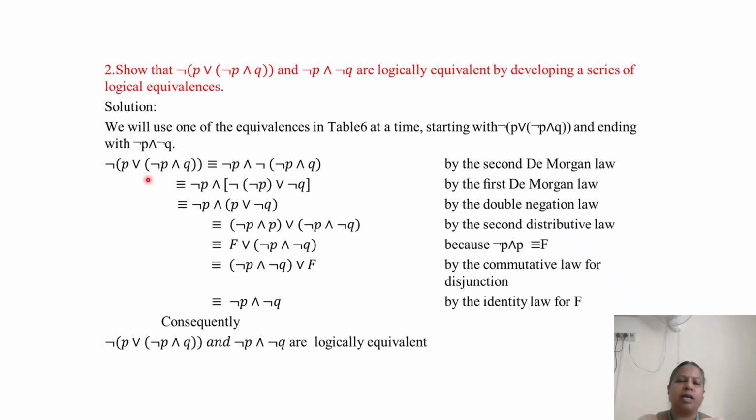Now we can see that we started from the left hand side and reached the right hand side. Therefore, we can say that these two statements are logically equivalent. Here we have not used the truth table technique, but we used the equivalence laws. We have a list of equivalence laws. From that, we use the necessary law according to this problem.